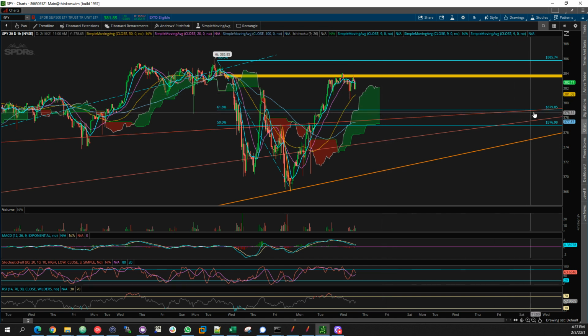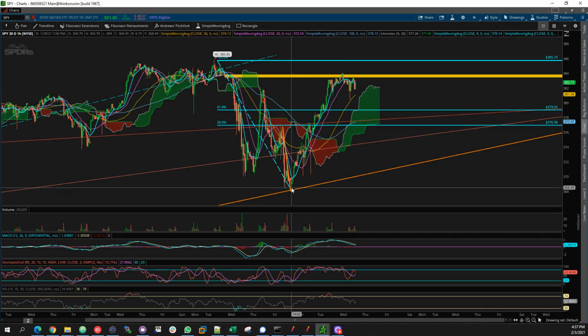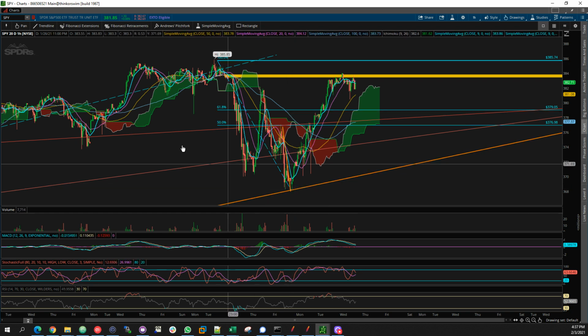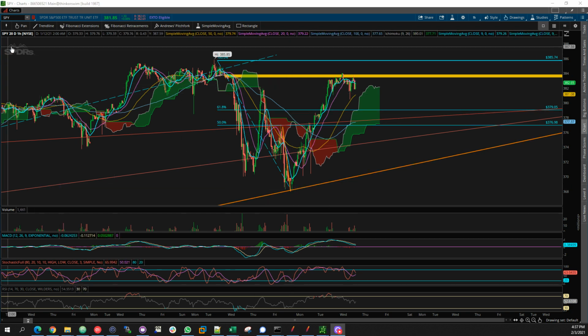And we put the areas, right? 379, 376. This is where we'll probably start buying calls. And then ultimately, in a couple of weeks, I'm going to say that we'll probably test this bottom again, the 368 levels. Okay, so that's SPY. Let's go ahead and take a look at QQQ.